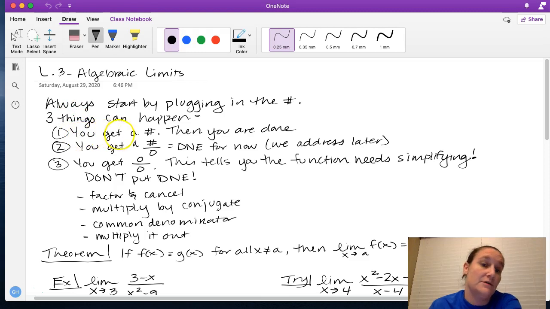So first is you get a number, which is what we saw last time. All of your functions gave you an actual number, I think. Hopefully on the homework they did. And so if that happens, you're done. You don't have to do anything else.